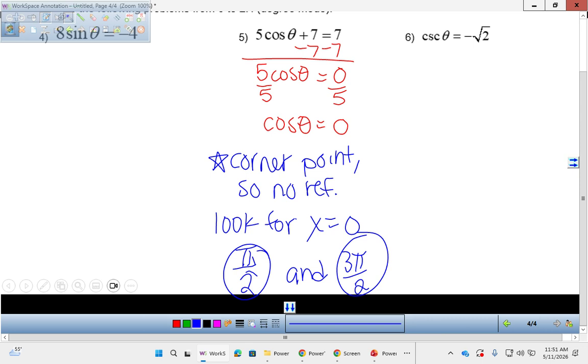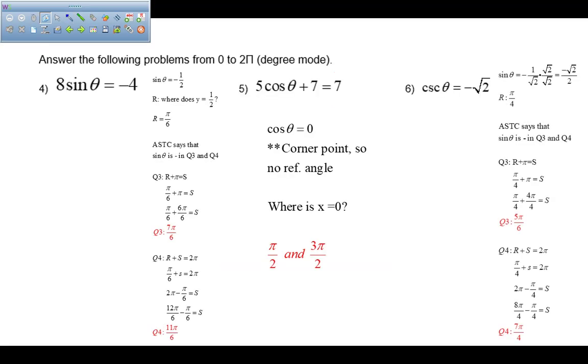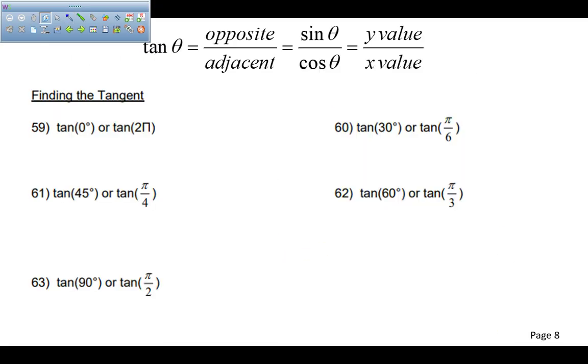You have to solve for tangent. Okay? So in your toolkits, tangent is on page 8. I'm going to show you how to physically solve for tangent. Some of you will solve for tangent every time, and some of you, just like the rest of the unit circle, are just going to memorize this.